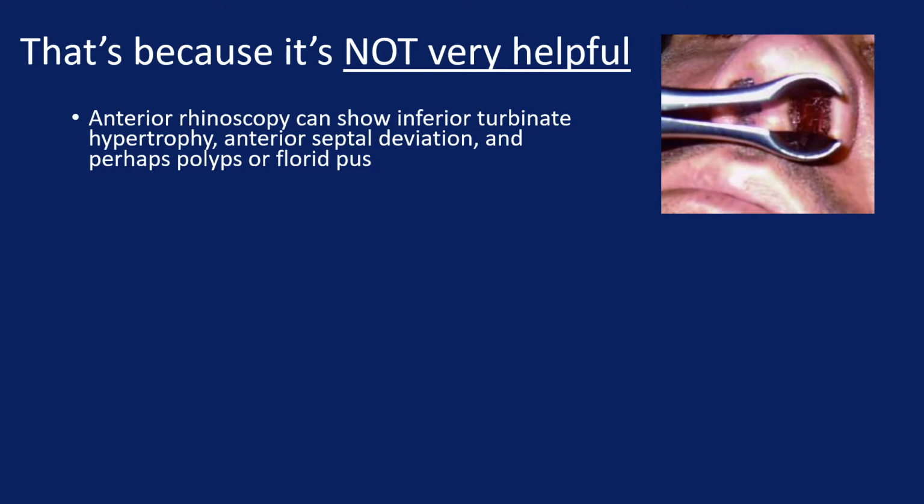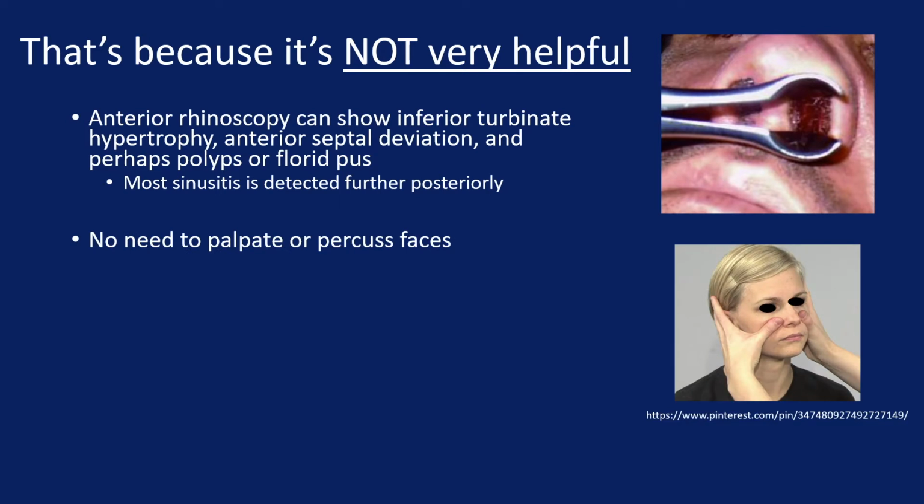So when you look in the front of the nose, or anterior rhinoscopy, sure, you can see inferior turbinate hypertrophy, maybe a septal deviation. If you have horrible polyps, maybe florid pus pouring out the nostril. But really, most of the sinusitis we detect is further posteriorly, and you simply can't evaluate it without a scope.